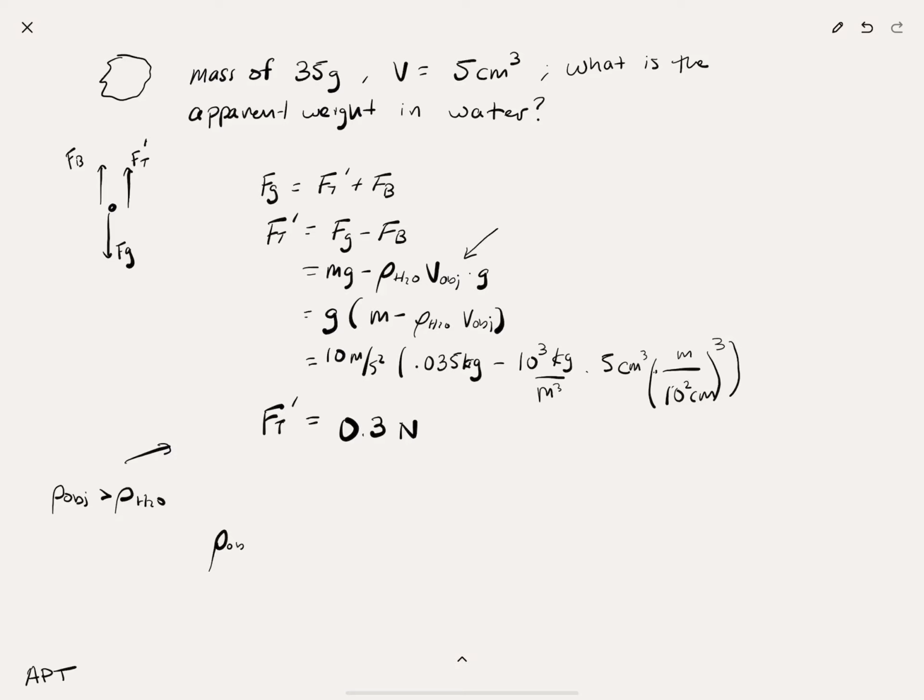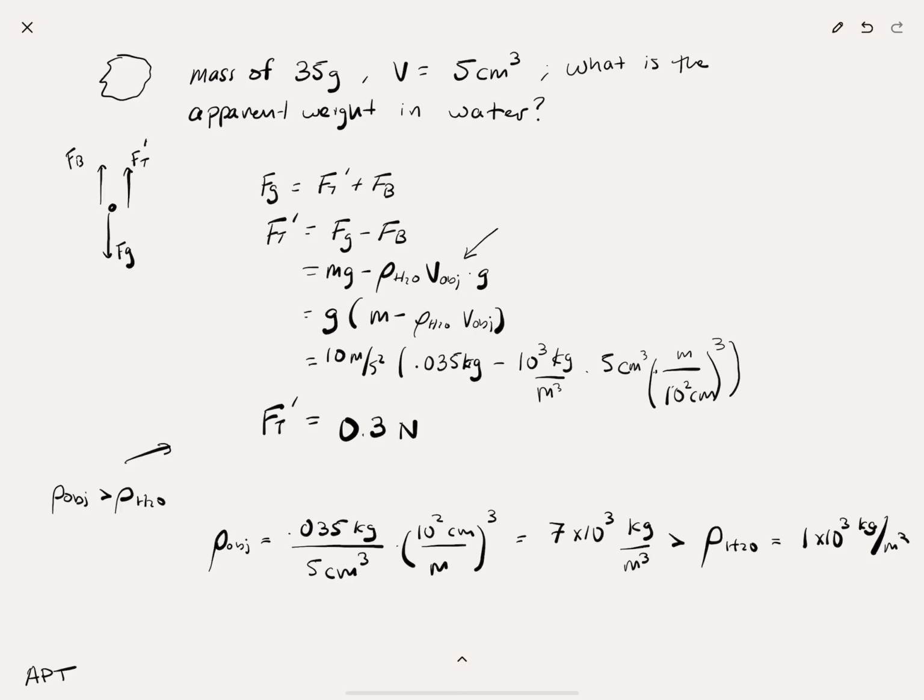So what is the density of this object? That is the mass of the object, which is 0.35 kilograms, and the volume of the object is 5 centimeters cubed, 10 to the 2 centimeters per meter cubed. Let me get my calculator. That equals 7 times 10 to the 3 kilograms per meter cubed, which is greater than the density of water, which is equal to 1 times 10 to the 3 kilograms per meter cubed.